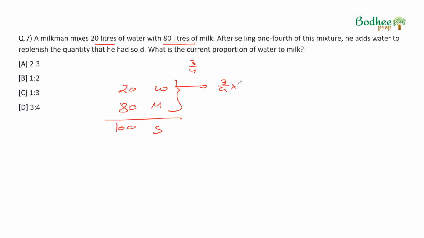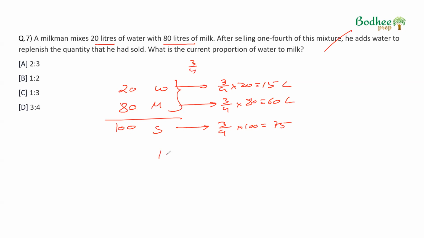So water left will be 3/4 of 20, which is 15 liters. Milk left will be 3/4 of 80, which is 60 liters. Solution left will be 3/4 of 100, which is 75 liters. After selling 1/4 of the mixture, he adds water to replenish the quantity.